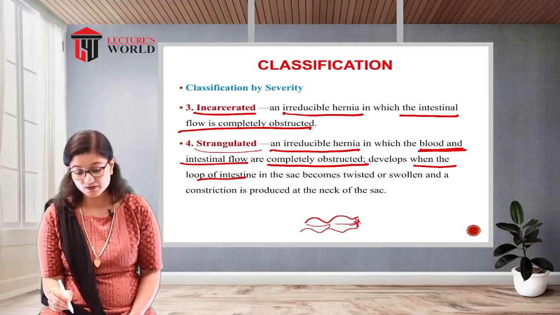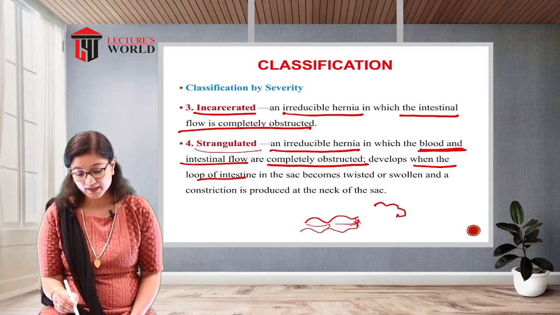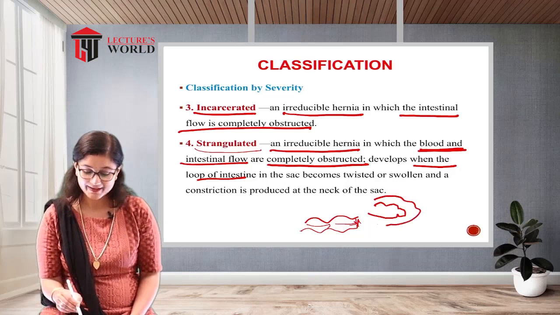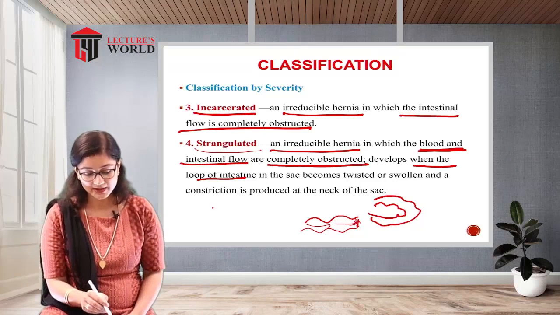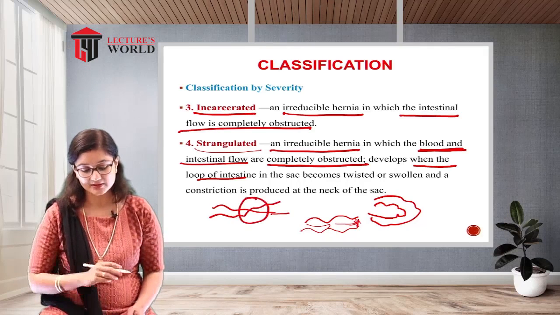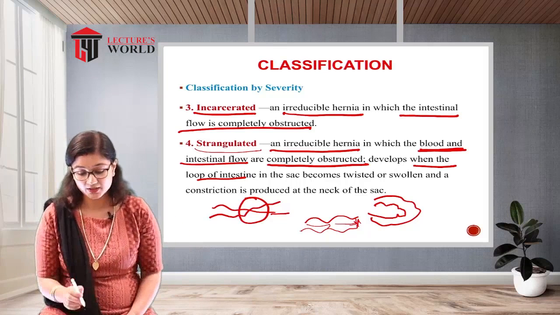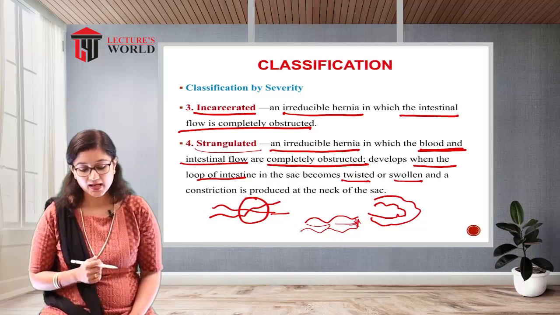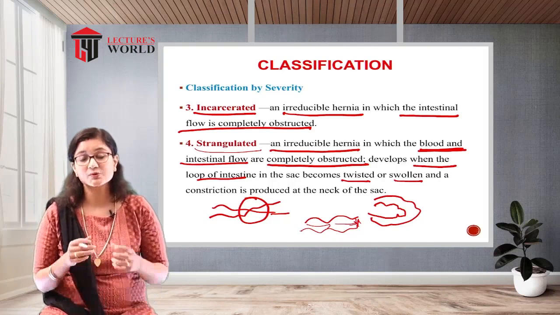What happens sometimes, just consider this as an intestine. Hope you can follow my diagrams. So this intestine, when it twists, it can twist in this manner. Okay, so when it twists in this manner, you can see twisting is happening. It can happen. So when they are twisted or swollen, constriction is produced at the neck of the sac.